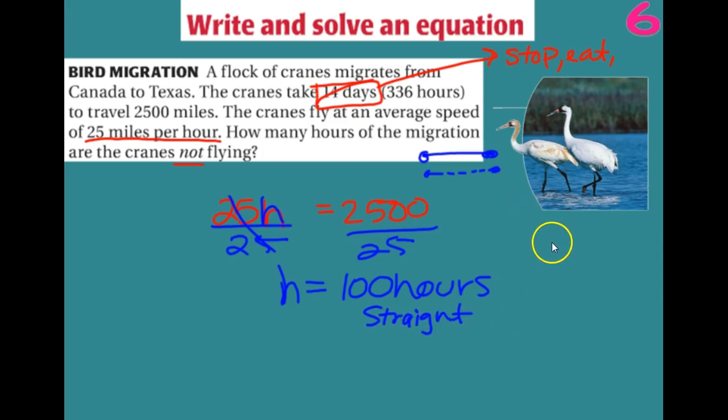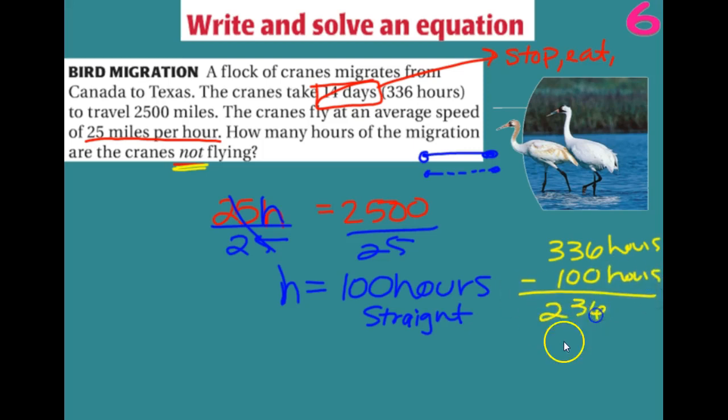But it says that it's going to take them 336 hours or 14 days. We want to know how much time are they not flying then? Well, this is total, and we know they're flying for 100 hours. If we subtract, that would leave us 236 hours not flying.